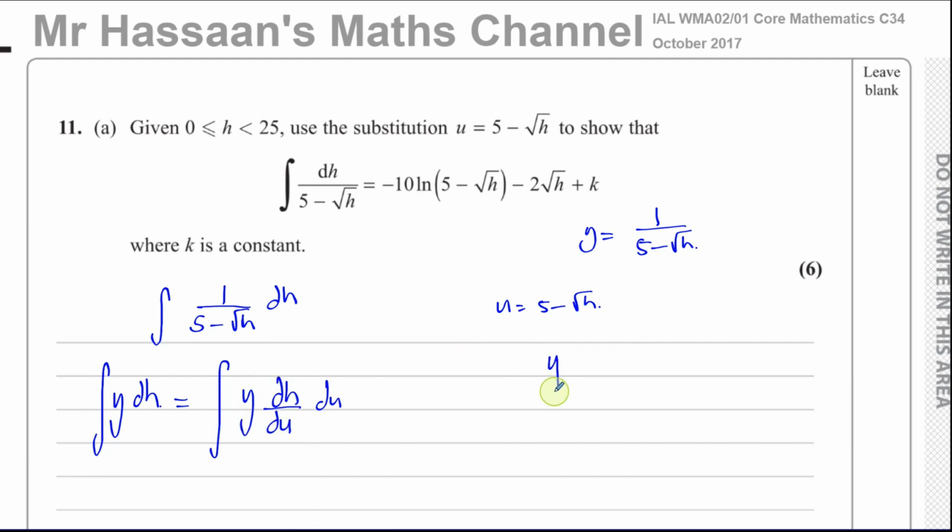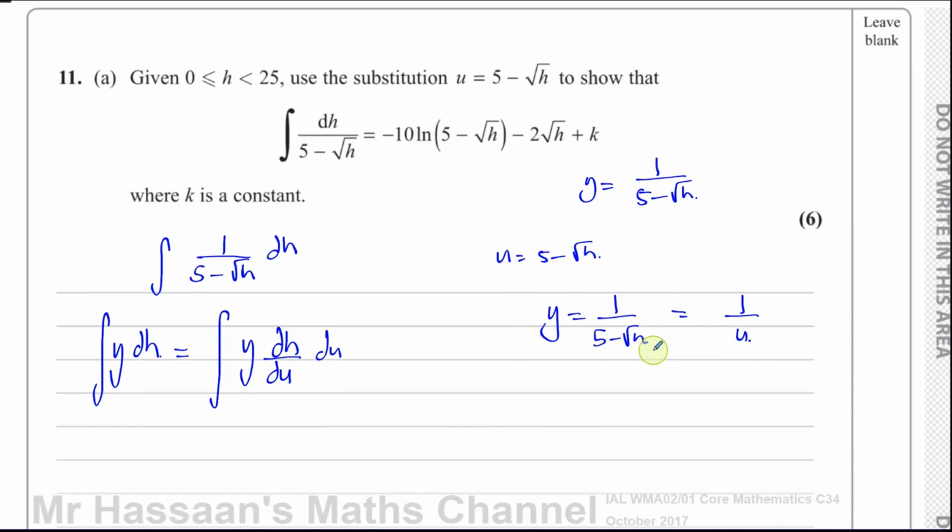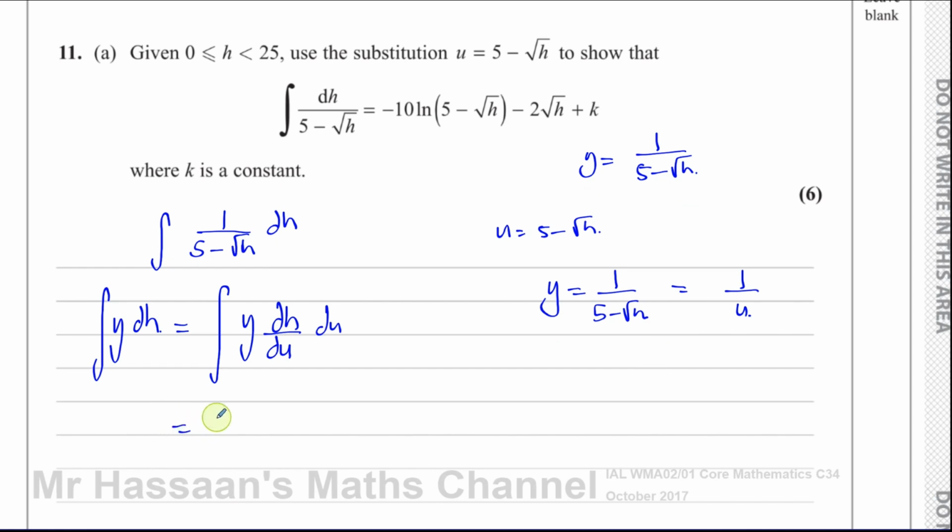So y is equal to 1 over 5 minus root h, and u is equal to 5 minus root h, so that's just simply 1 over u. That's a pretty simple one. So we can write this as 1 over u. Now we've got to look at dh du. We're told that u is equal to 5 minus root h, and we've got to find dh du.